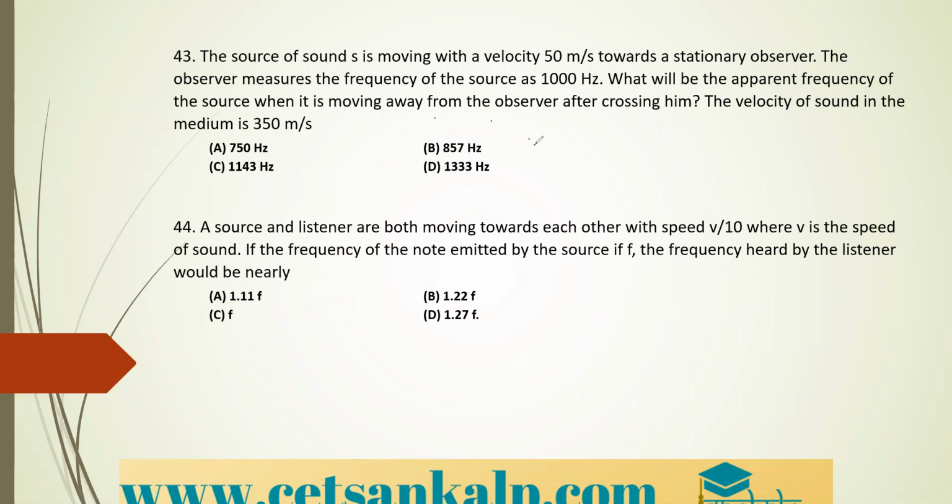When the source is moving towards the stationary listener, the formula is n dash equals V divided by (V minus Vs) into n. So n dash is 1000, which is given in the sum, equals 350 divided by (350 minus 50) into n, which implies n is equal to, just simplify the equation for n, you will get 857.1.